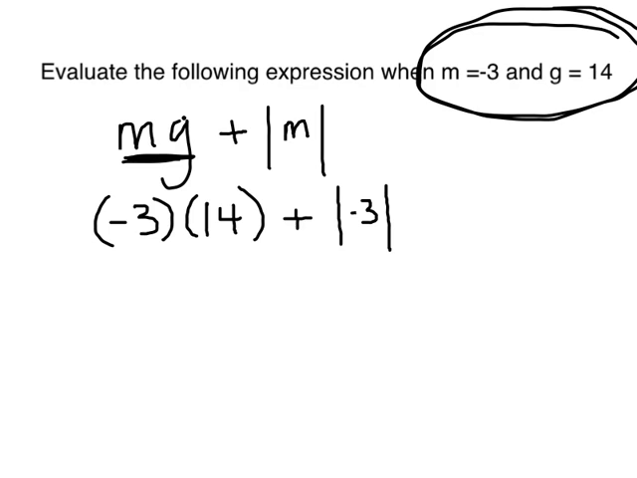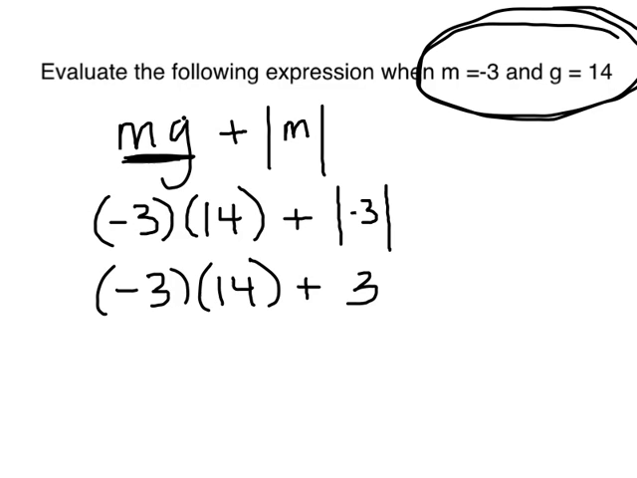Now what you should remember is that absolute value just means a number's distance from 0. It's always a positive value. So -3 is 3 steps from 0, so the absolute value of -3 is just 3. Now I can rewrite this expression, -3 times 14 plus 3.